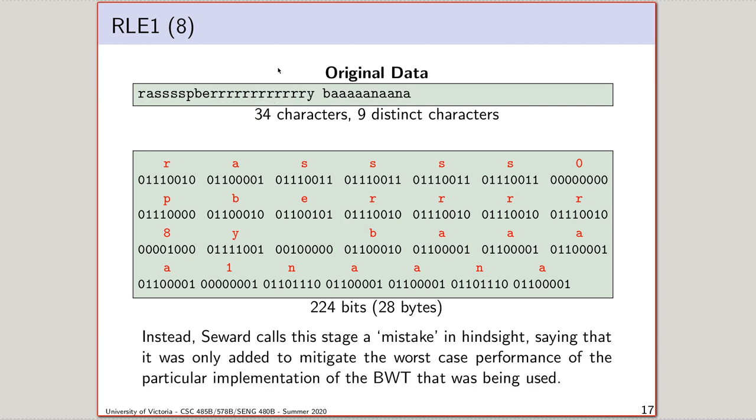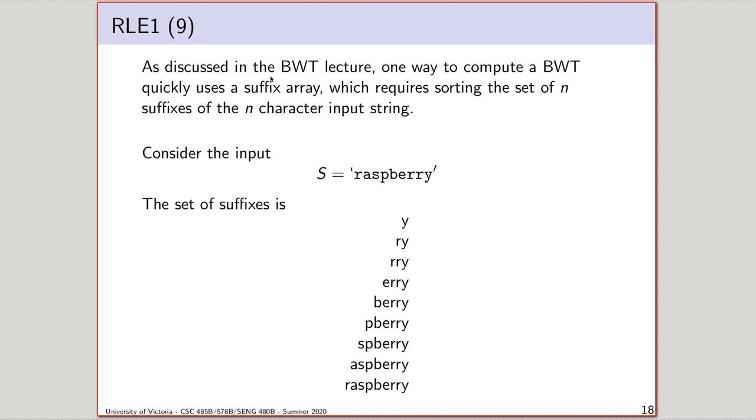And so Seward has actually said this is a mistake, that it was only really added because the particular implementation of the BWT that Seward was using had really bad performance if we saw a long run of the same character. And I'm going to try and justify why that was. In the previous lecture, we talked about the BWT and the variety of different ways of computing it. I mentioned this would be a complicated assignment 2 topic in a different version of this course where assignment 2 was BZip. But there's a way of computing the BWT involving something called a suffix array. I don't want to belabor that, but I can briefly describe what that is.